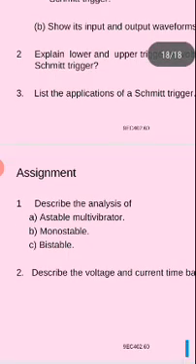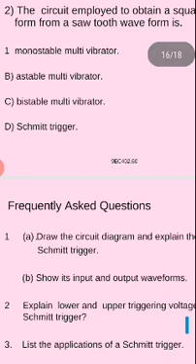So we completed today the Schmitt trigger circuit. We discussed clearly about the Schmitt trigger circuit. Simply it converts sine wave into square wave. It is like a special type of bistable multivibrator.